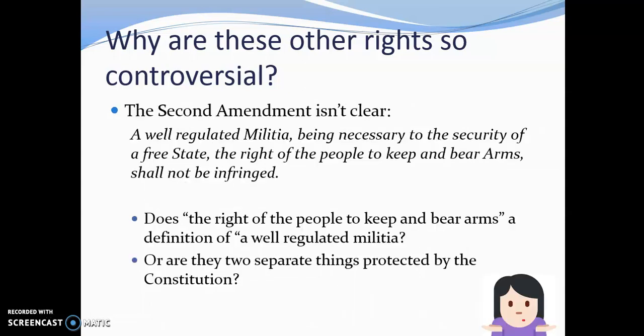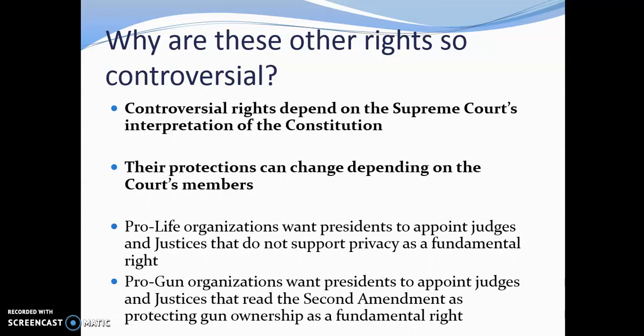The Second Amendment also isn't very clear. It talks about a well-regulated militia being necessary to the security of a free state. The right of the people to keep and bear arms shall not be infringed. And this question is, is the right of the people to keep and bear arms a definition of a well-regulated militia, or are these two separate things protected by the Constitution? And I put up a video that explains this. I know we watched it in class, but I put it on that playlist that I mentioned, linked to my modules, that kind of goes through this issue again.